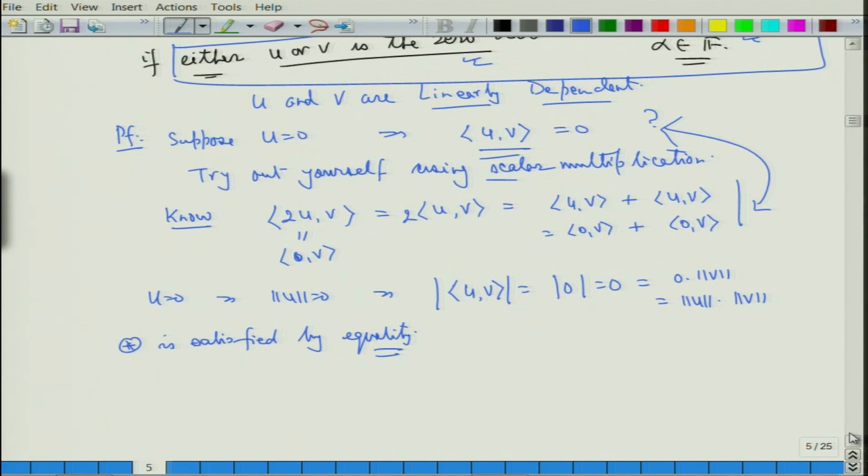Now, for the general setup, when we want to prove, I think I will just stop here.